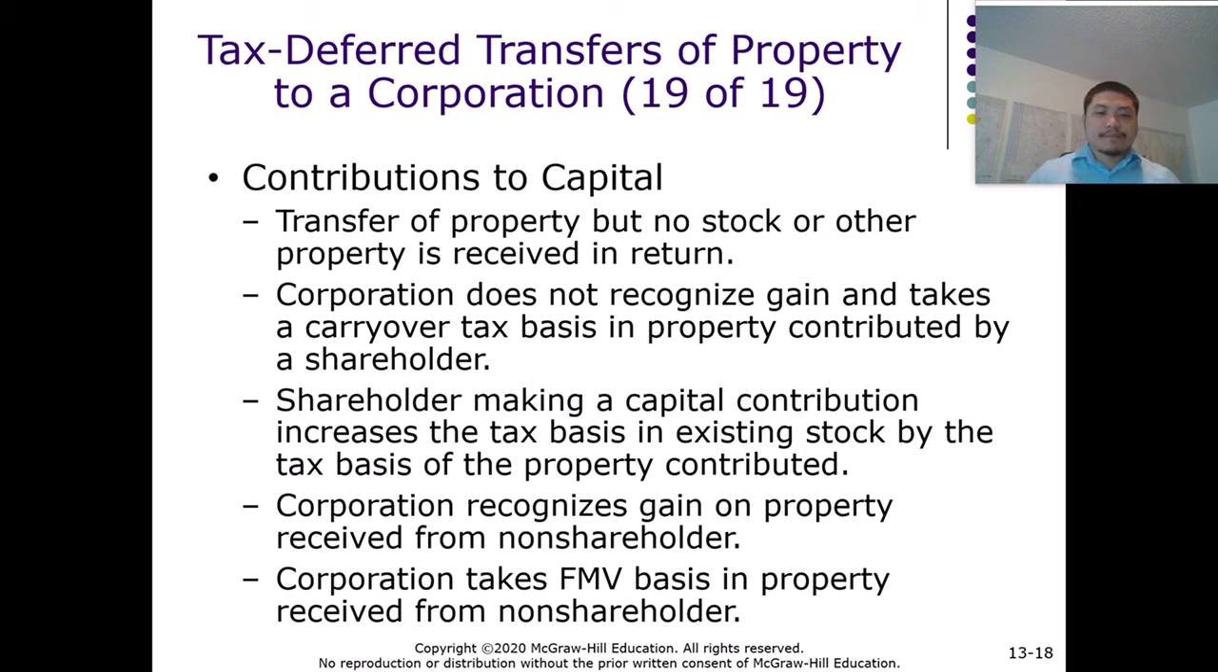All right. And then what if the corporation receives some property contributed by non-shareholders? That happens a lot of times when, say, a corporation opens their business in a location, and the local government wants to lure them in, or to help them, so they give them a piece of land to set up their operation there, right?